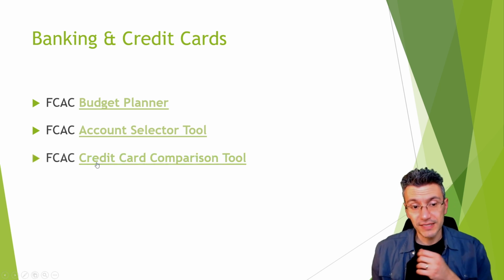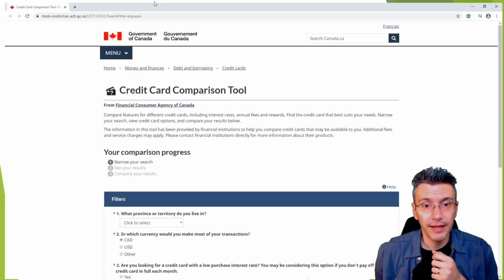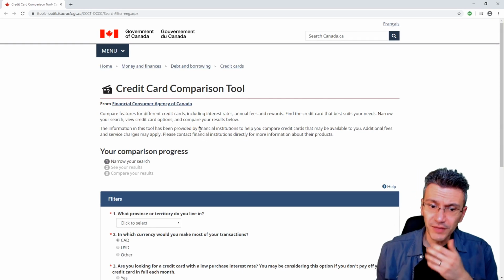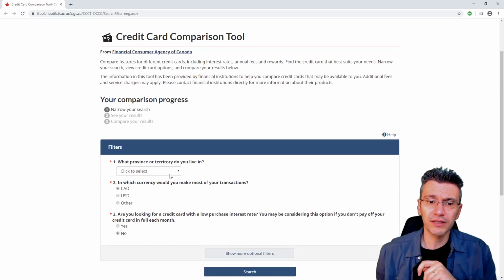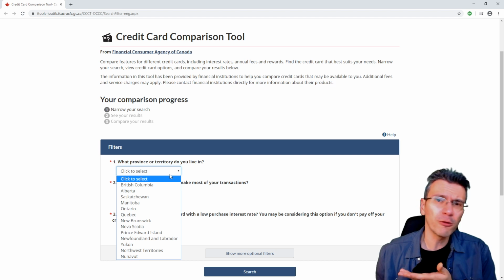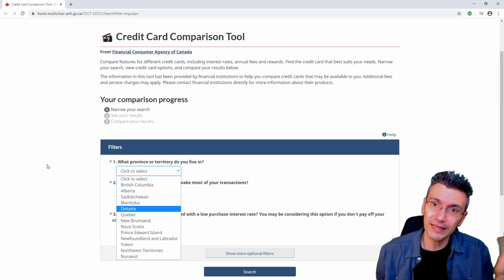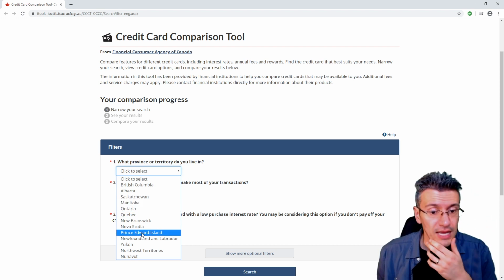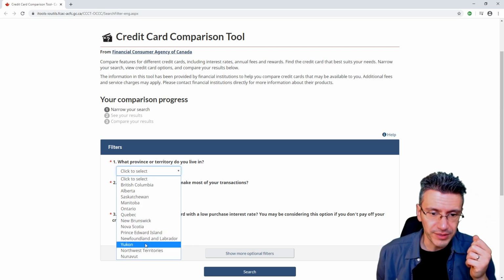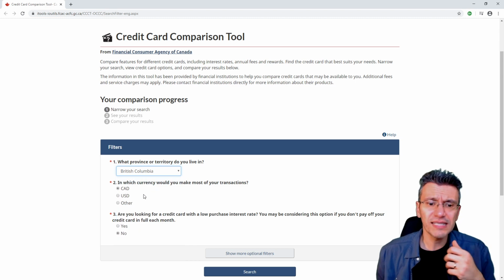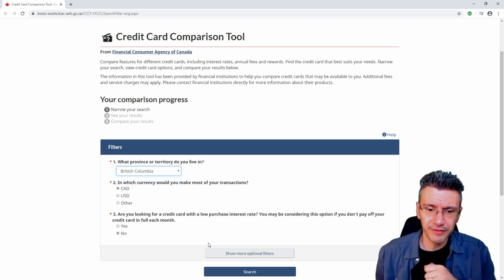Then the FCAC, another third tool that they have here, a very useful one, is very similar to the savings and checking account. Again, I only showed you how to use the checking accounts section, but it's literally the same thing. You just select savings, and then they show you different savings account options. So let's say you're someone from, I don't know, BC in this case, and let's have a look at what are some of the credit cards that are available.